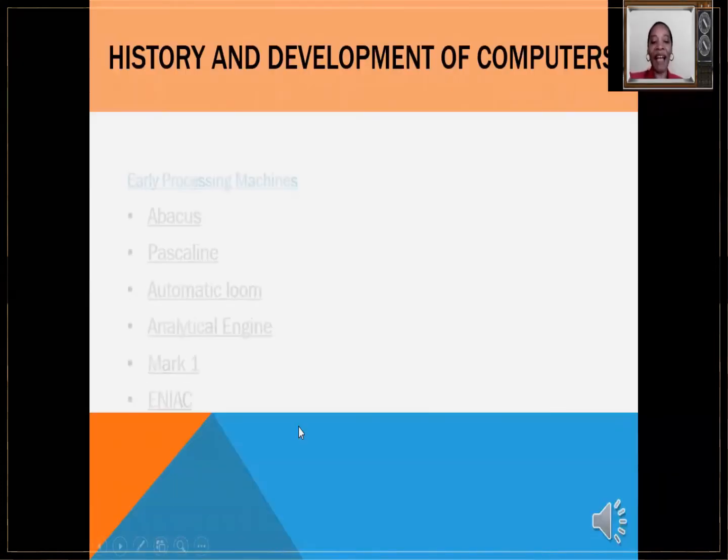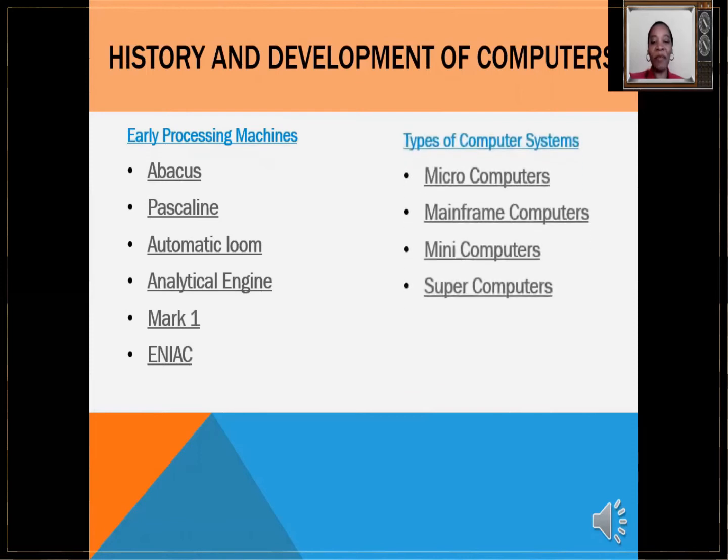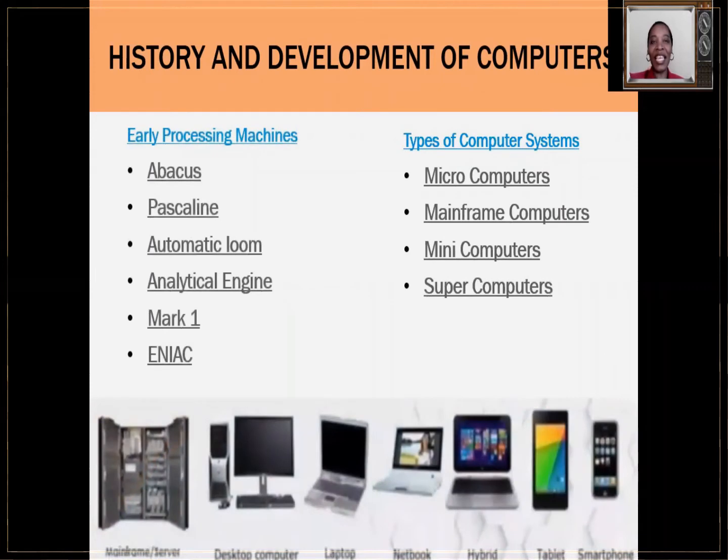In today's video lesson, you will be able to trace the historical development of computers and make a comparison between the early processing machines such as the abacus and the Pascaline that were developed many years ago by early computer inventors, and the types of computer systems that we are currently using. You'll also become aware of the evolution of computers and see how modern computers have become smaller and more powerful over time.